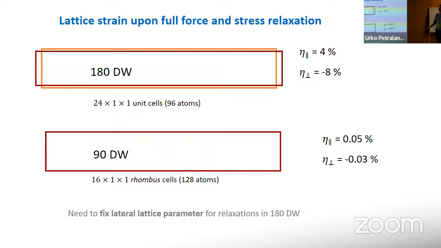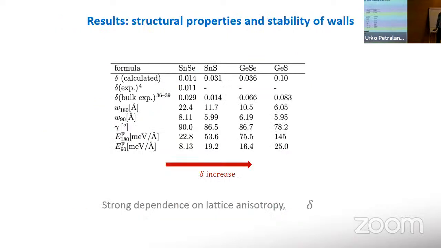So what we did was to fix this lateral cell parameter of the supercell and relax. And then we got rid of most of the stress in this direction. So that is the constraint we adopted in order to study 180-degree domain walls, as opposed to the 90-degree domain walls, where the relaxation was allowed for everything.